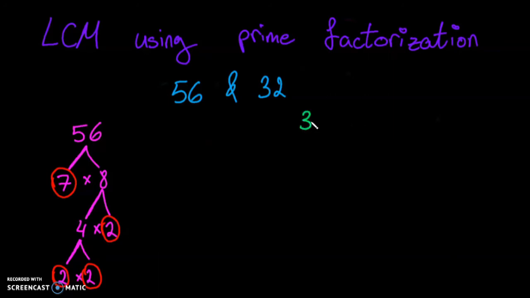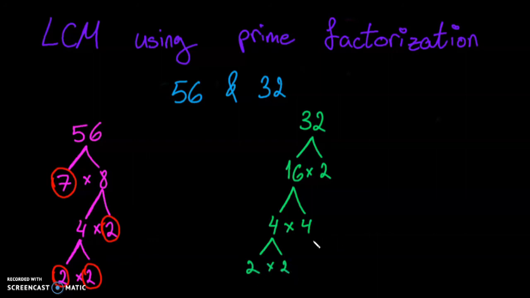And now for 32. We can write 32 as 16 times 2. Now 16 is 4 times 4. 4 can be written as 2 times 2. This 4 can also be written as 2 times 2. 2 is prime. This 2 is also prime. This 2 is prime. This 2 is prime. And we're not done. We have this 2 right here, which is also prime.